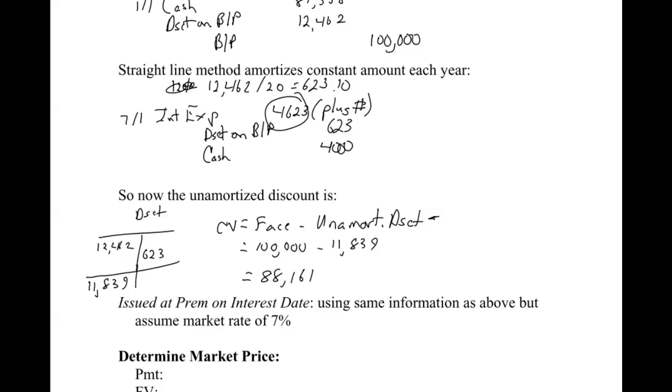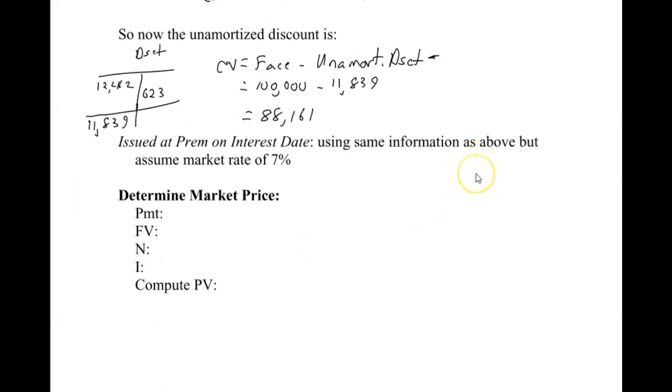All right, so let's switch gears here and do a premium real quick. Notice we're doing the same information. All we're doing is changing the market rate to 7%. So my payment doesn't change, because remember, my payment is based on the stated rate. We haven't changed the stated rate. We've only changed the market rate. The future value is still 100. The number of periods is still 20. But now my market rate is 3.5. So when you run that through, you get 107,106.